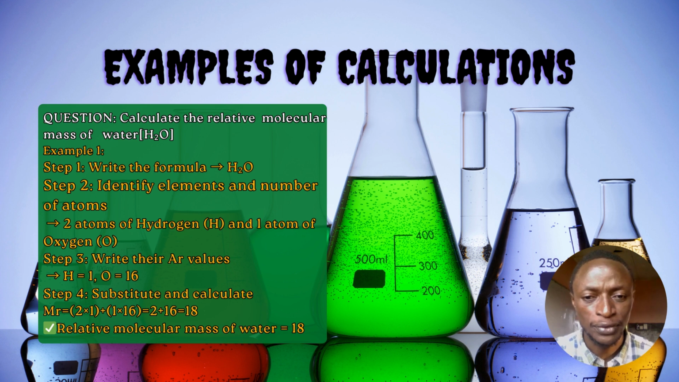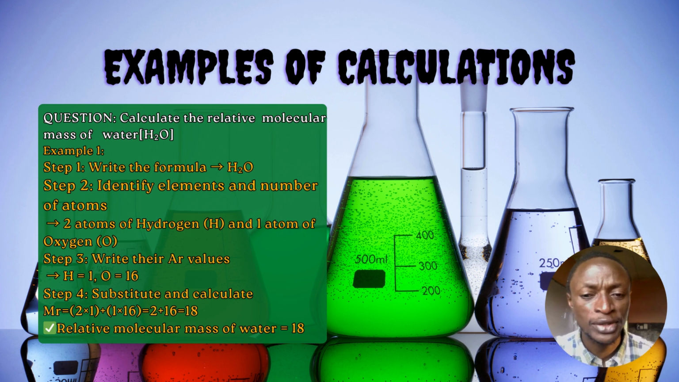Having done that, we go ahead to identify the elements and the numbers of atoms of these elements that are present in the formula. H2O, we have two hydrogen atoms and one oxygen atom, meaning we have the element hydrogen and the element oxygen. Hydrogen appears 2 times, while oxygen is just 1. Then the third step is to write out their Ar, that's the relative atomic mass, for the elements present. For hydrogen, it is 1, while that of oxygen is 16.